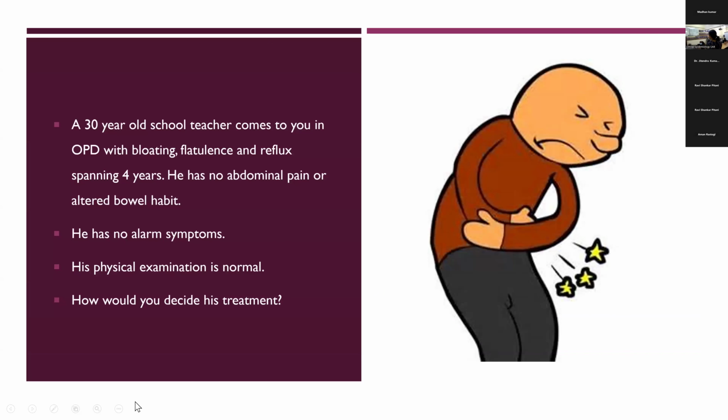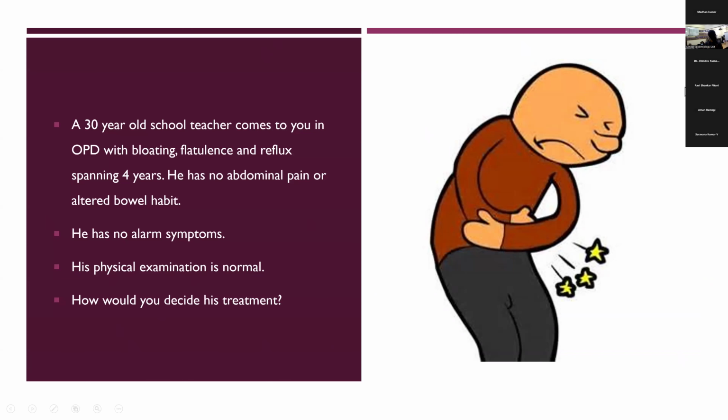For example, if a 30-year-old school teacher comes to you in OPD with bloating, flatulence and reflux spanning 4 years, he has no abdominal pain, no altered bowel habit, he has no alarm symptoms, and his physical examination is normal. How do we decide his treatment? We don't just give lifestyle or PPI, right? We have a mental idea: there are no alarm symptoms, so why don't we try lifestyle interventions? If lifestyle interventions don't work, we will give PPI. If PPI doesn't work for 6 weeks, we will do a gastroscopy. So this is basically an adaptive intervention, right?